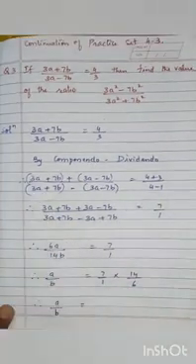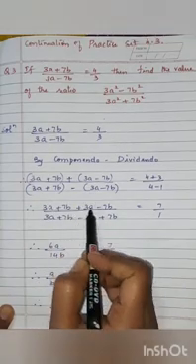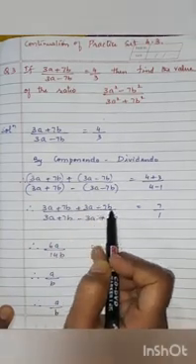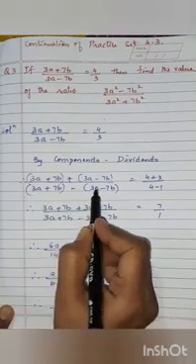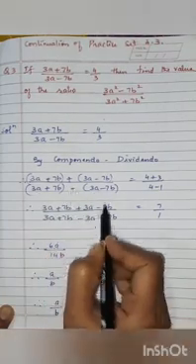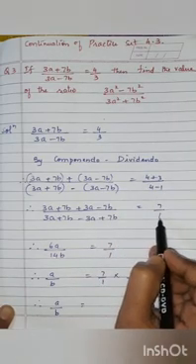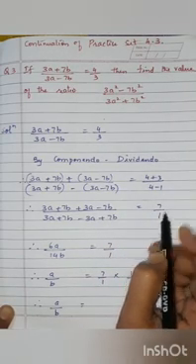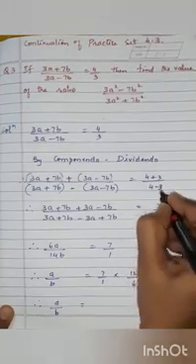Now when we open the bracket, we get 3a + 7b as it is, plus 3a, and plus of minus is minus 7b, upon 3a + 7b as it is, then minus 3a, and minus of minus is plus 7b, equals 4 + 3 is 7, and 4 - 3 is 1.